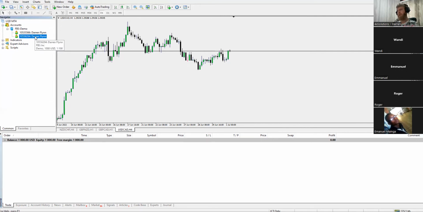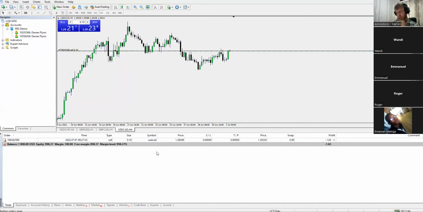So for example, this is a demo account I've opened specifically for this. This demo account is a $1,000 trading account with 1:100 leverage. What we will do is open a 0.10 lot size and sell this over here. So when we sell this, just like Wandile said, it is a down payment. We can see that based on this trade, we've opened a 0.10 lot size and the margin is $100. Now that means that the $100 is not lost, it just means that it is held by the broker.